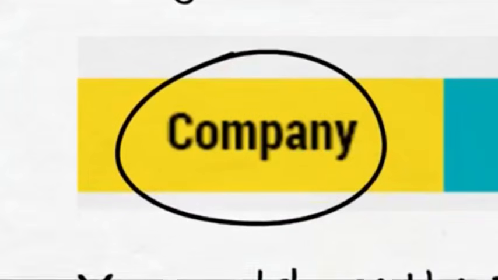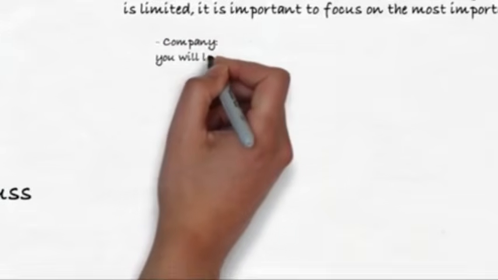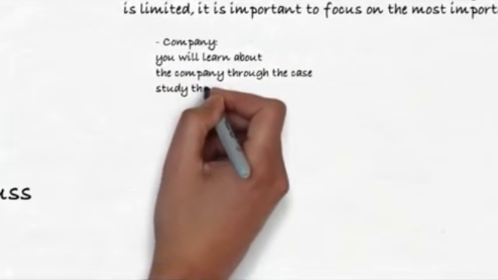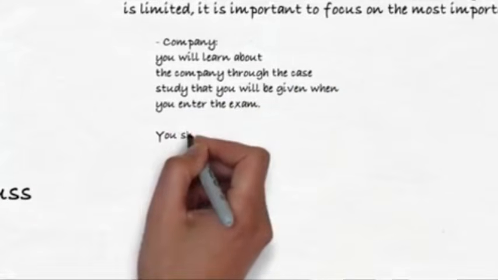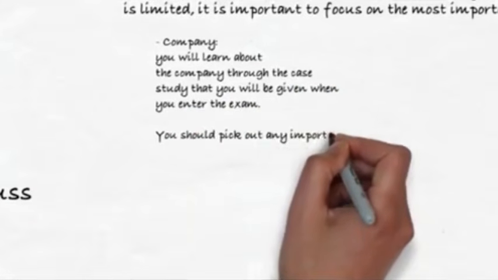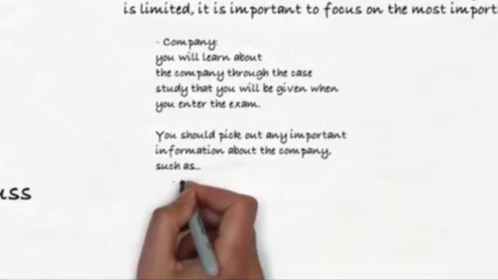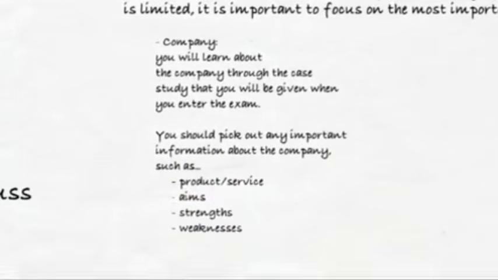Firstly, you should consider the company. Information about the company is only available through the case study that you will be given when you enter the exam. You should pick out important information about the company from the case study. For example, you will find information about the product or service, the business's overall aims, and you might find information about their strengths and weaknesses.